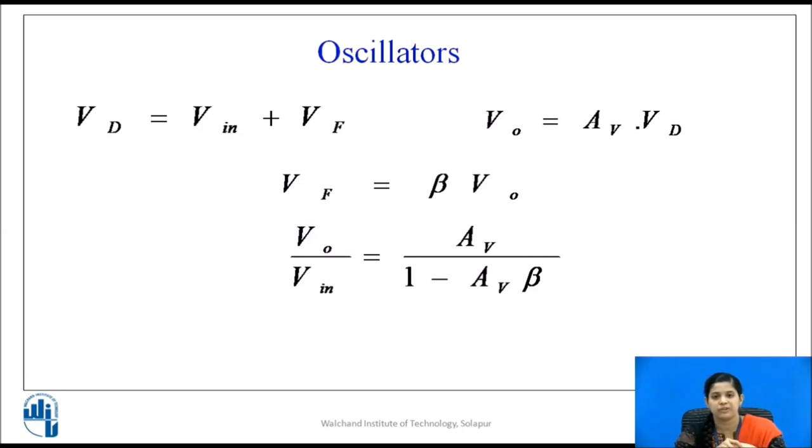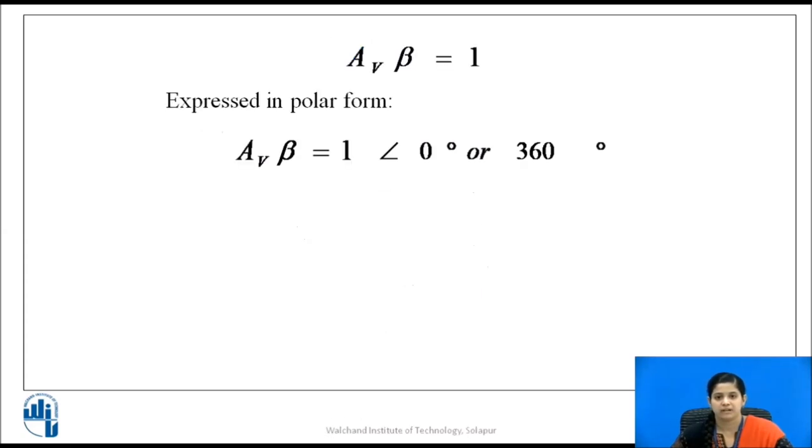But it is an oscillator, so we cannot give any external input here. There is no requirement of any external input. So the Vin is equal to 0. Still it is giving some output voltage there. So we will consider Vin is equal to 0 and Vout is some non-zero quantity. Now putting these values in the above equation, we will get AV beta is equal to 1. It can be expressed in polar form as AV beta is equal to 1 and the phase angle or phase shift is 0 degree or 360 degree.